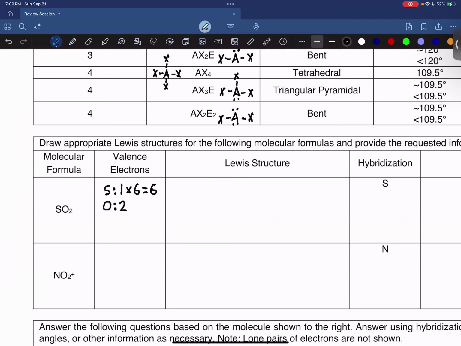So 1 times 6 equals 6. 2 times 6 equals 12. So 6 plus 12 equals 18 valence electrons. And just another note, a lot of times oxygen will have two lone pairs and be double bonded to something. So you keep that in mind for this example. So we'll write sulfur with 2 oxygens coming off of it. And then if you count the lone pairs, you'll see it's 1, 2, 3, 4, 5, 6, 7, 8, 9, 10, 11, 12, 13, 14, 15, 16.